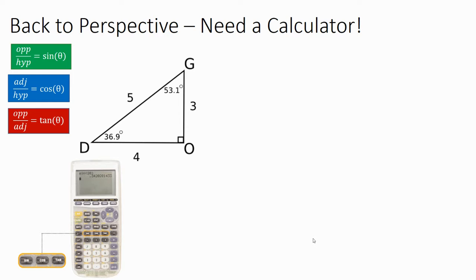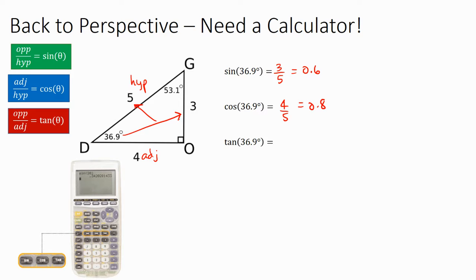Okay, so then going back to the calculator, we can just kind of show this over again. Sine of 36.9 would be opposite over hypotenuse, so that'd be 3/5, which is exactly 0.6. Cosine would be adjacent over hypotenuse, so that would be 4/5, which is exactly 0.8. And then the tangent would be opposite over adjacent, which is 0.75.